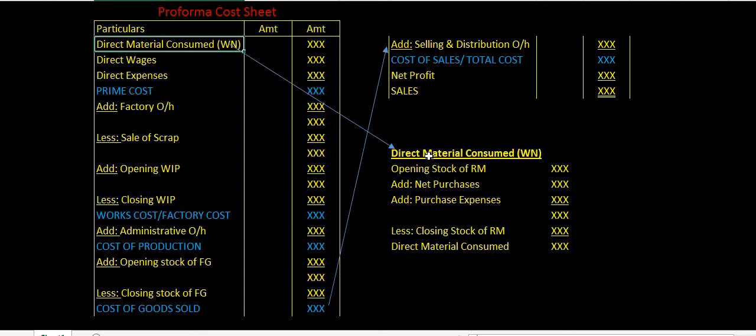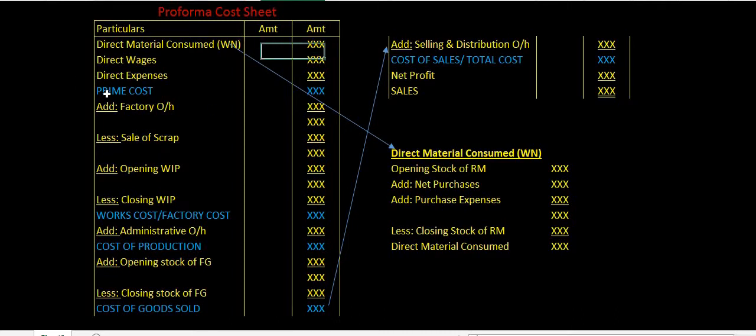So here direct material consumed is calculated as opening stock of raw materials, to which we add our net purchases. Guys, the word net purchases means total purchases minus purchase returns. To this we add our purchase expenses, that is any carriage inward or freight inward or any expense related to our purchase. From this total we deduct our closing stock of raw material, and the answer that we get is our direct material consumed, which is posted in our cost sheet. That's the first item done.